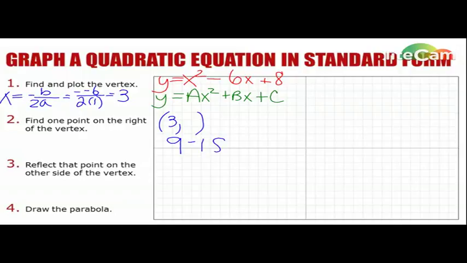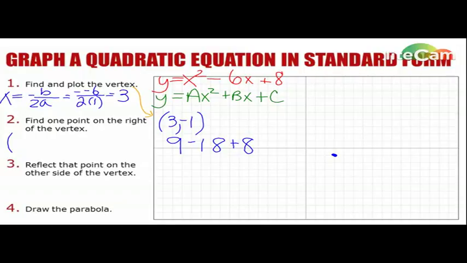If I plug 3 into the original equation, I get 3 times 3, 3 squared is 9, 9 minus 18 plus 8, which gives me negative 1. So now I know my vertex is 3 comma negative 1. I'm going to go ahead and plot that.